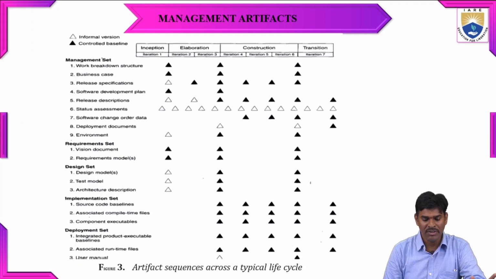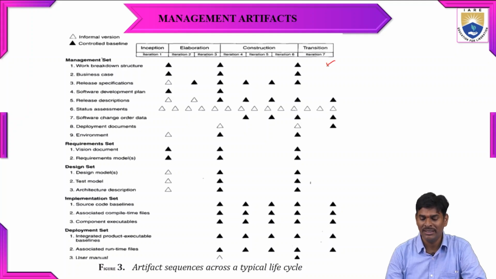Okay, so the first one is management set. During the management sets, the first one is the work breakdown structure. The work breakdown structure means that when they're going to handle the projects, first they're going to check the control baseline, meaning the complexity of the work can be divided into sub modules. And the elaboration will be controlled. So in the initial stage, each and every phase is controlled.